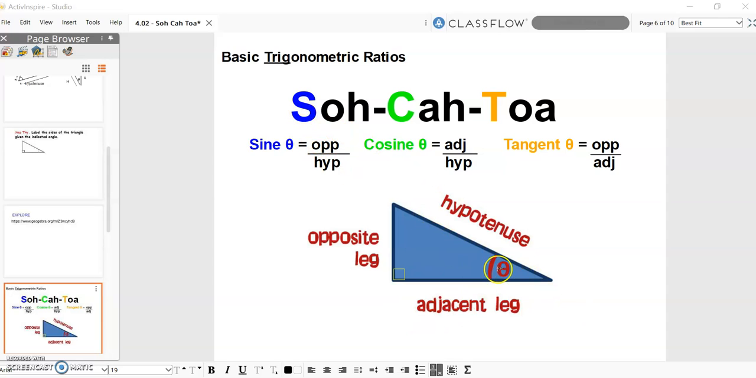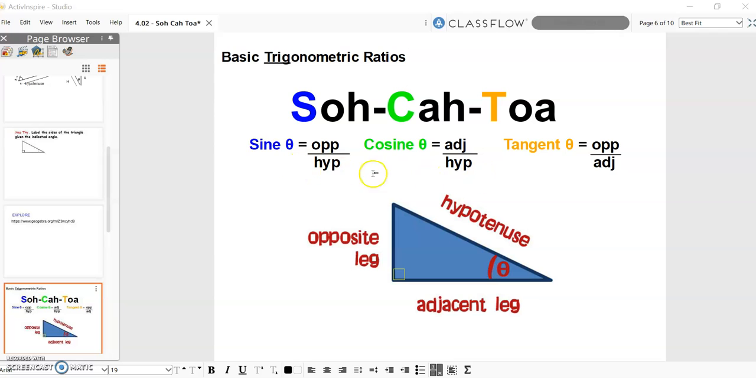Sine is opposite, so we have our theta down here. Opposite over hypotenuse. So if this is a 3 and this is a 5, it'd be 3 over 5. And then cosine is adjacent over hypotenuse. So our hypotenuse, the denominator, stays the same. So it'll still be a 5 in the bottom, and let's say that our adjacent is a 4. So it'll be 4 over 5. And tangent is opposite over adjacent. So that'd be 3 over 4 in this sample triangle.